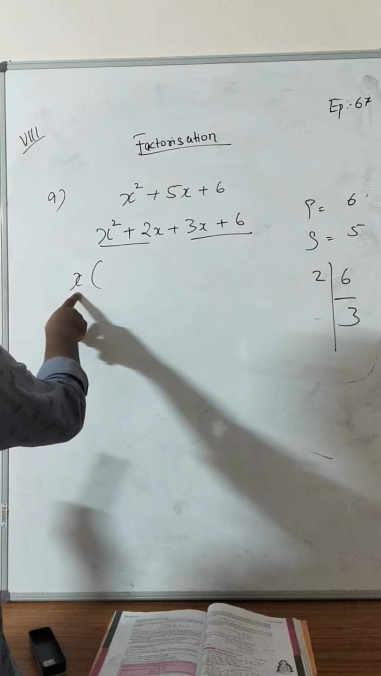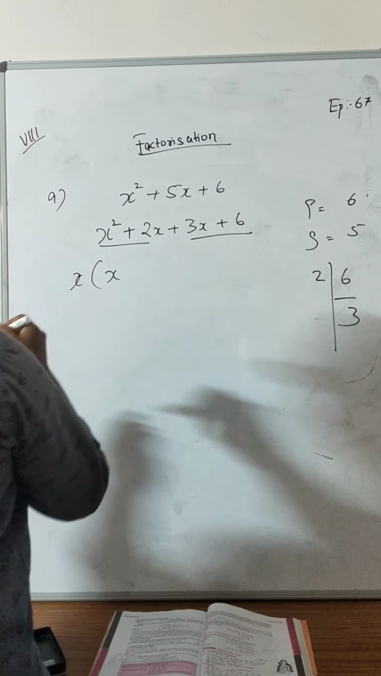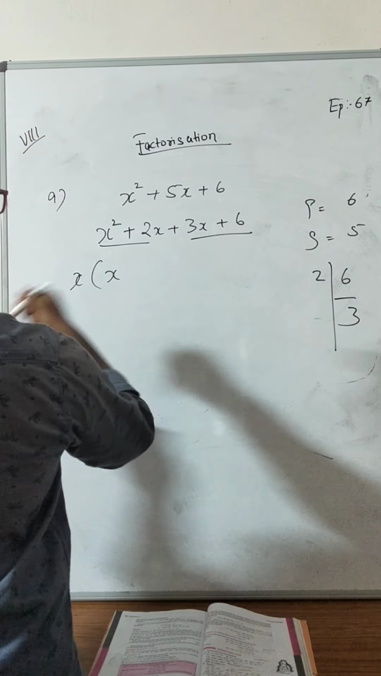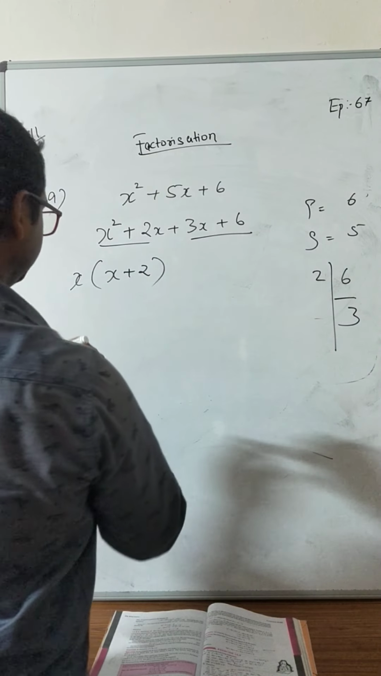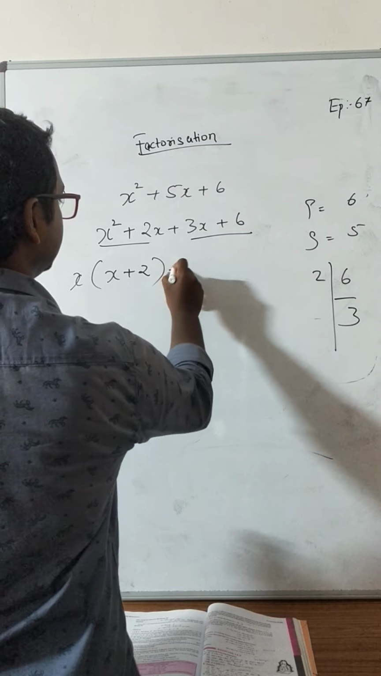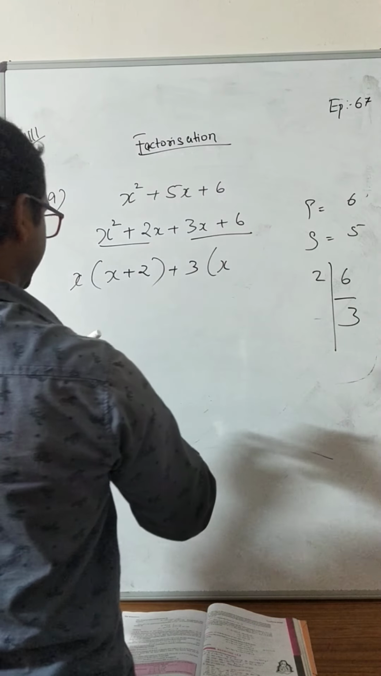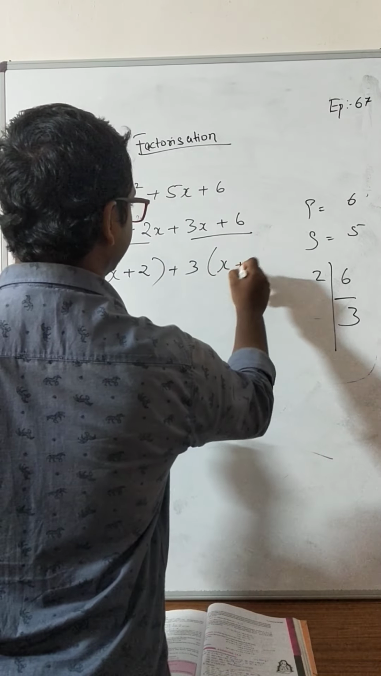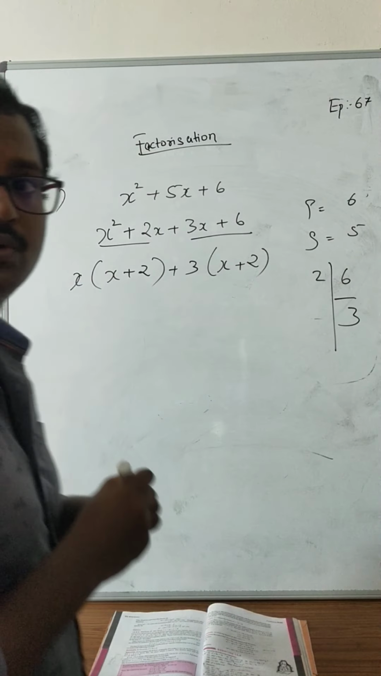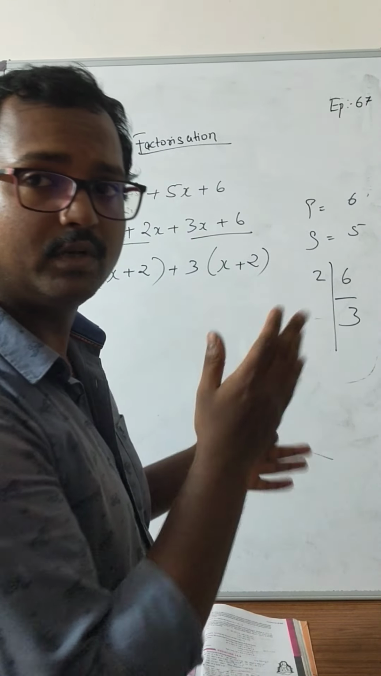When we take x as common, here we will be left with x, and here this x will come out, which means only 2 is there. Similarly here, I am taking 3 as common. Then I will be left with x, and then I will be left with 2, because 6 is 3 into 2. So when 3 comes out, only 2 is there.